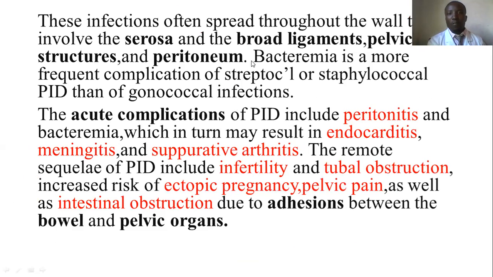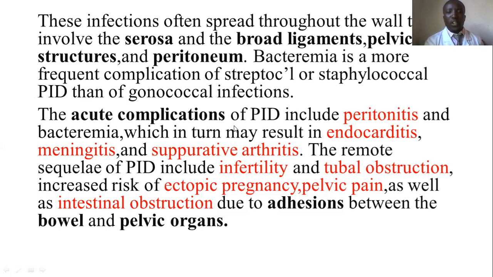So these infections often spread throughout the wall to involve the serosa and the broad ligaments, pelvic structures, and the peritoneum. Bacteremia is a more frequent complication of streptococcal or staphylococcal pelvic inflammatory disease than of gonococcal infections. When I say bacteremia, I mean bacteria present in blood. Emia refers to blood. We call that condition bacteremia.